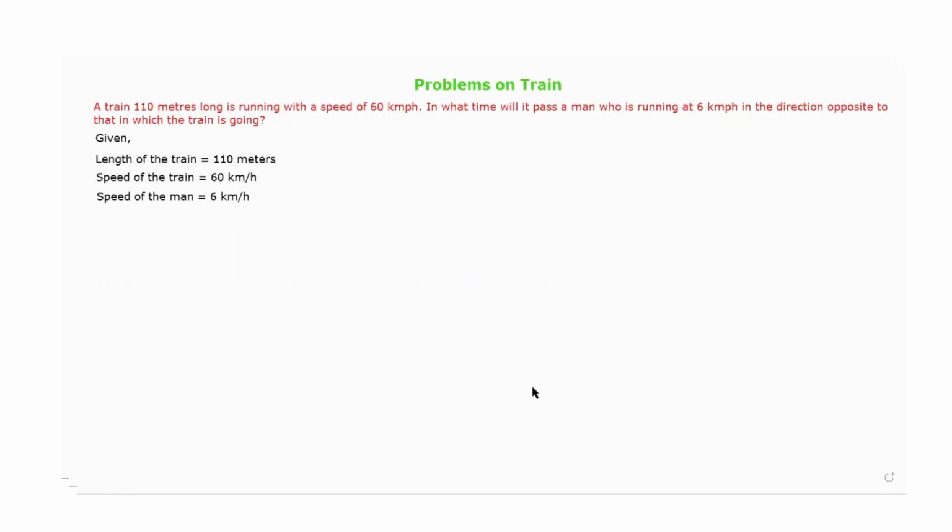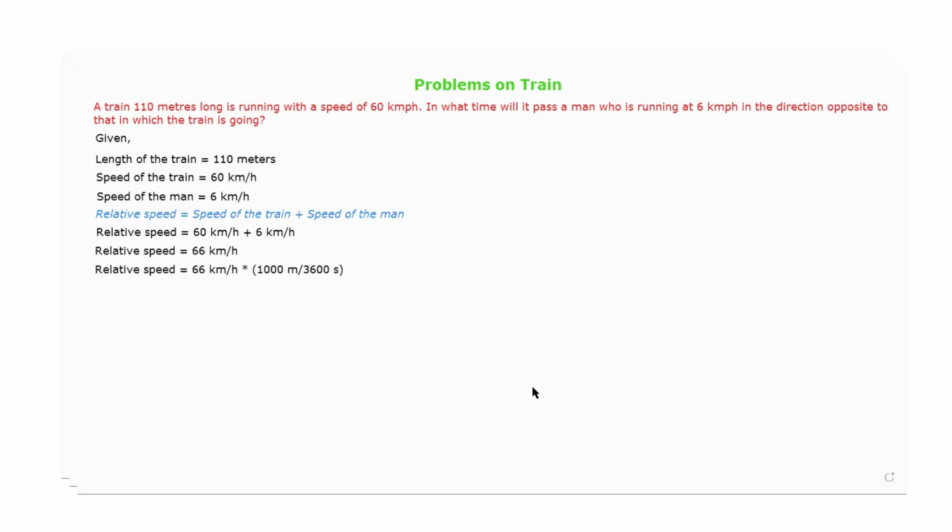To find the relative speed between the train and the man, we need to add their speeds since they are moving in opposite directions. Relative speed equals speed of the train plus speed of the man. Relative speed equals 60 kilometers per hour plus 6 kilometers per hour. Relative speed equals 66 kilometers per hour. Now, let's convert the relative speed from kilometer per hour to meter per second. Relative speed equals 66 kilometers per hour into 1000 meters / 3600 s. Relative speed approximately equals 18.33 meters per second.